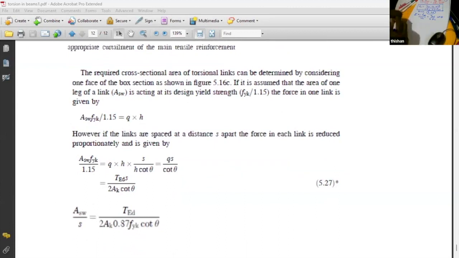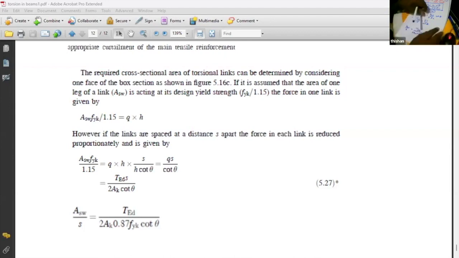So the equation is A_sw f_yk over 1.15 is equal to q times s over cot theta, and the final equation we are looking for is A_sw over s is equal to T_Ed over 2A_k 0.87 f_yk cot theta.